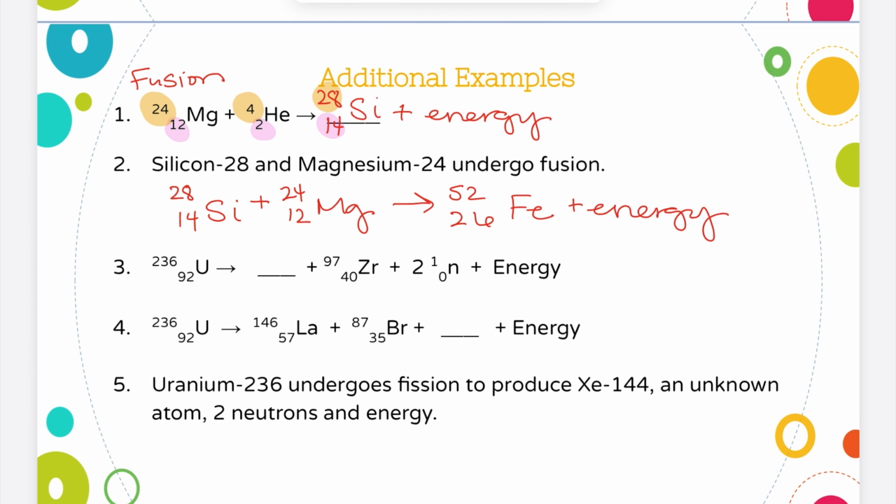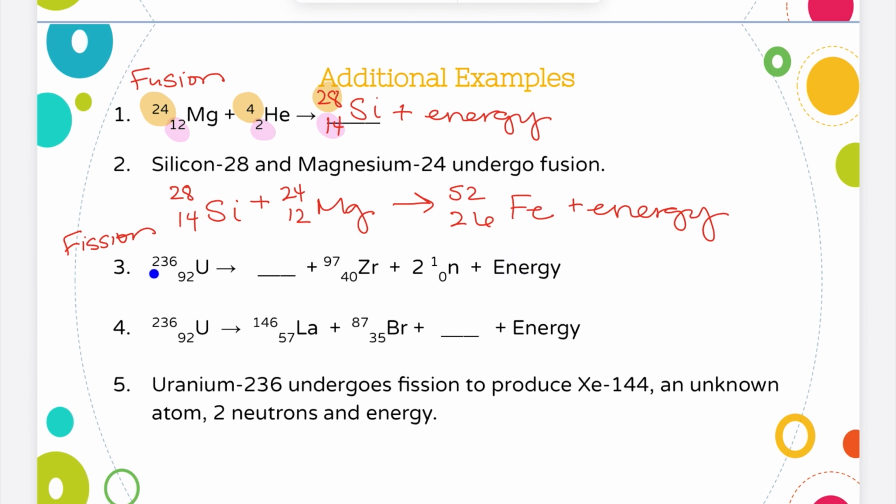Now we've got uranium-236, which is a large atom, and it's splitting up into two smaller atoms, and we have some neutrons and energy being released. And so this is going to be fission, which releases the most amount of energy. And uncontrolled fission chain reactions are what cause nuclear explosions. We could also harness those nuclear chain reactions to collect this energy as well.